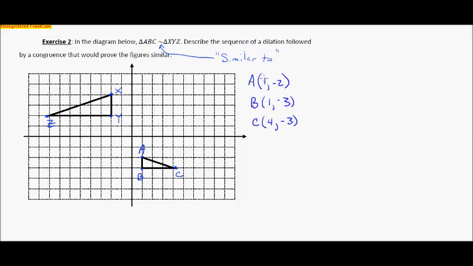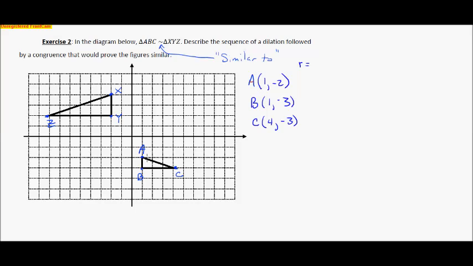Alright, as you can see, I have the points on the triangles labeled, and I have the actual coordinates of triangle ABC here. And what I want to do is figure out what dilation I would need to do, and then what congruence I would need to do to map triangle ABC to triangle XYZ. Alright, so first let's tackle the dilation.